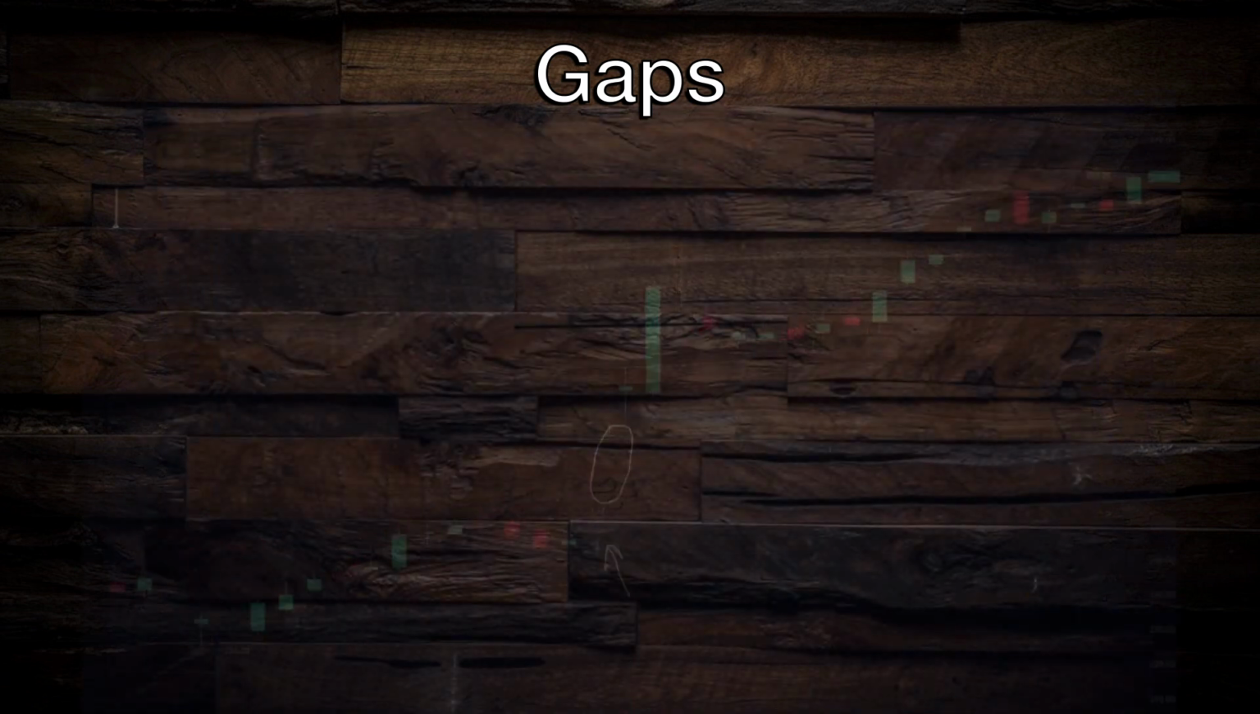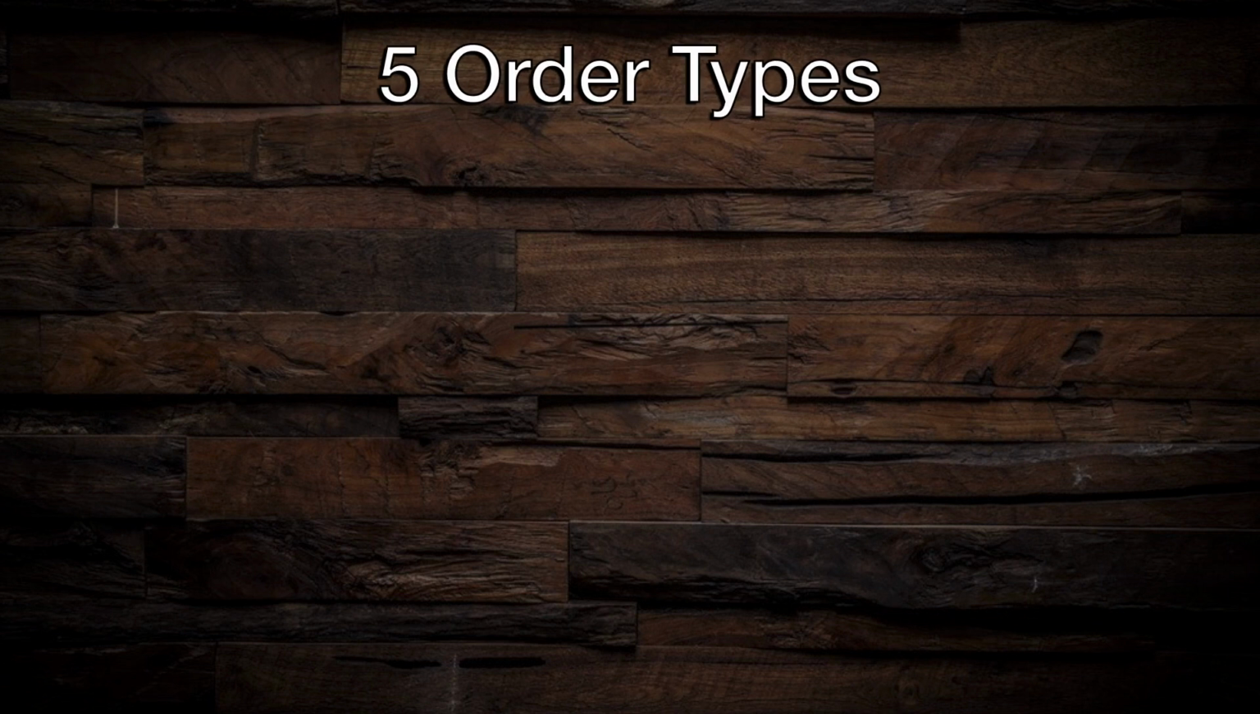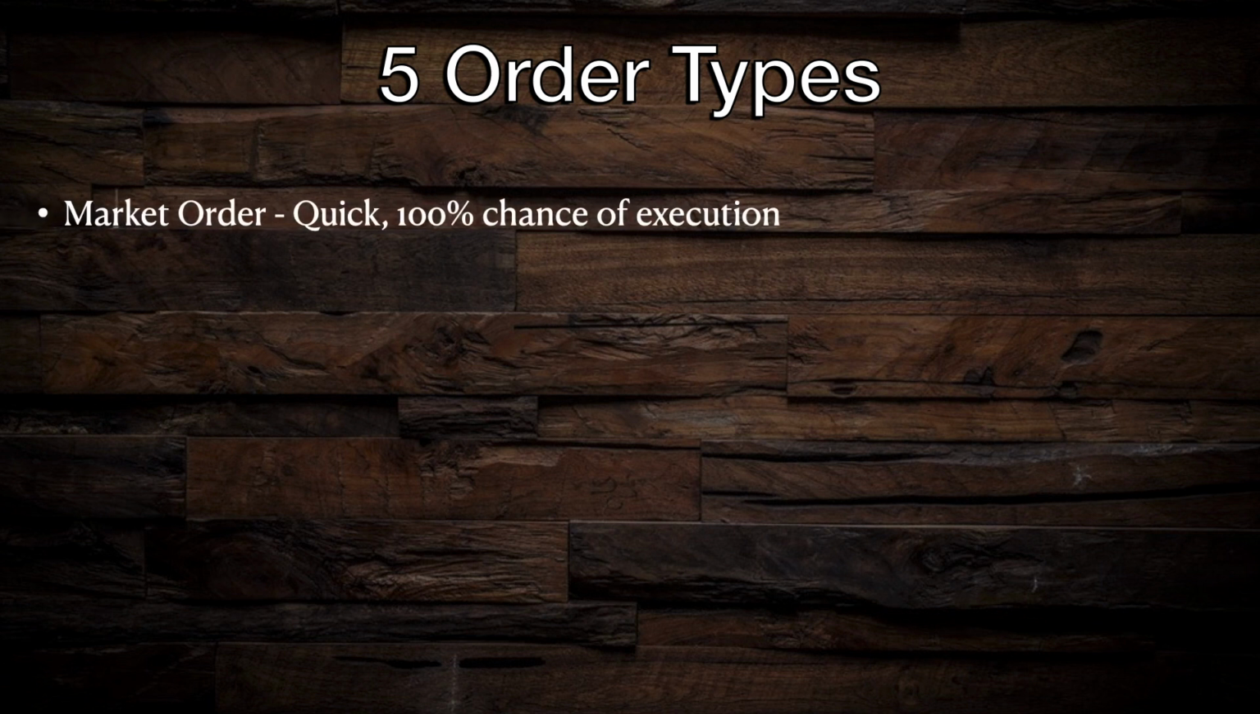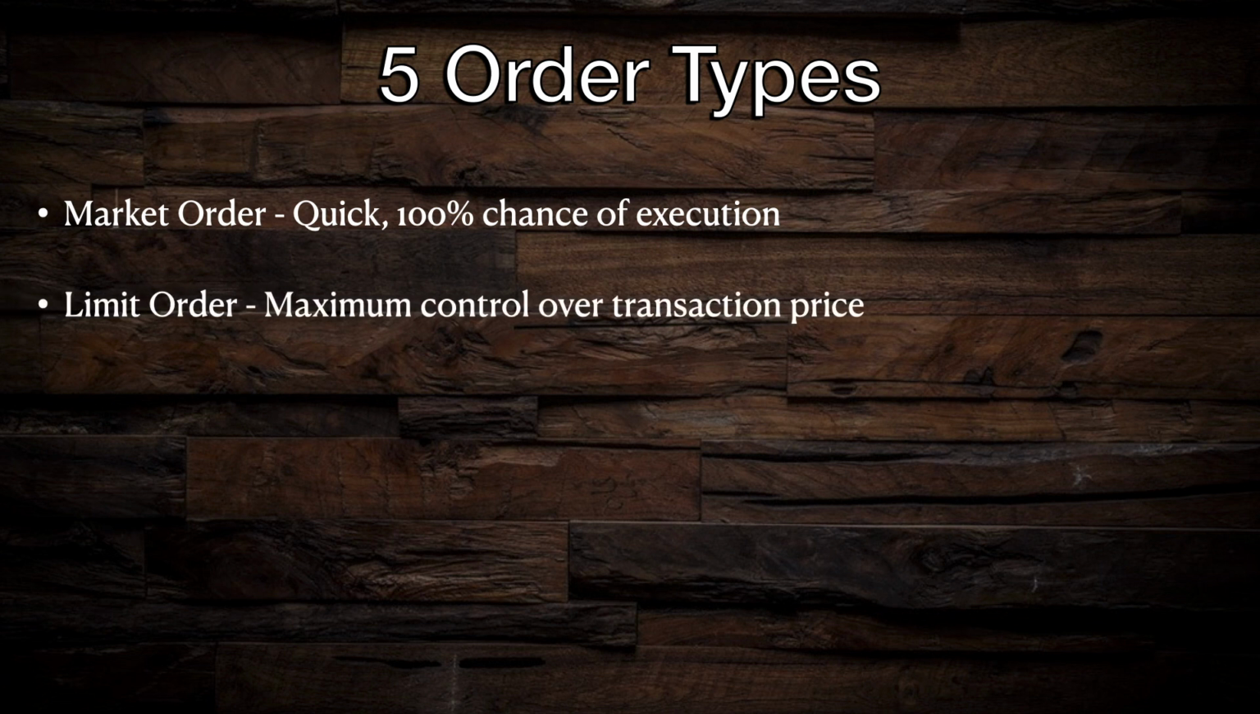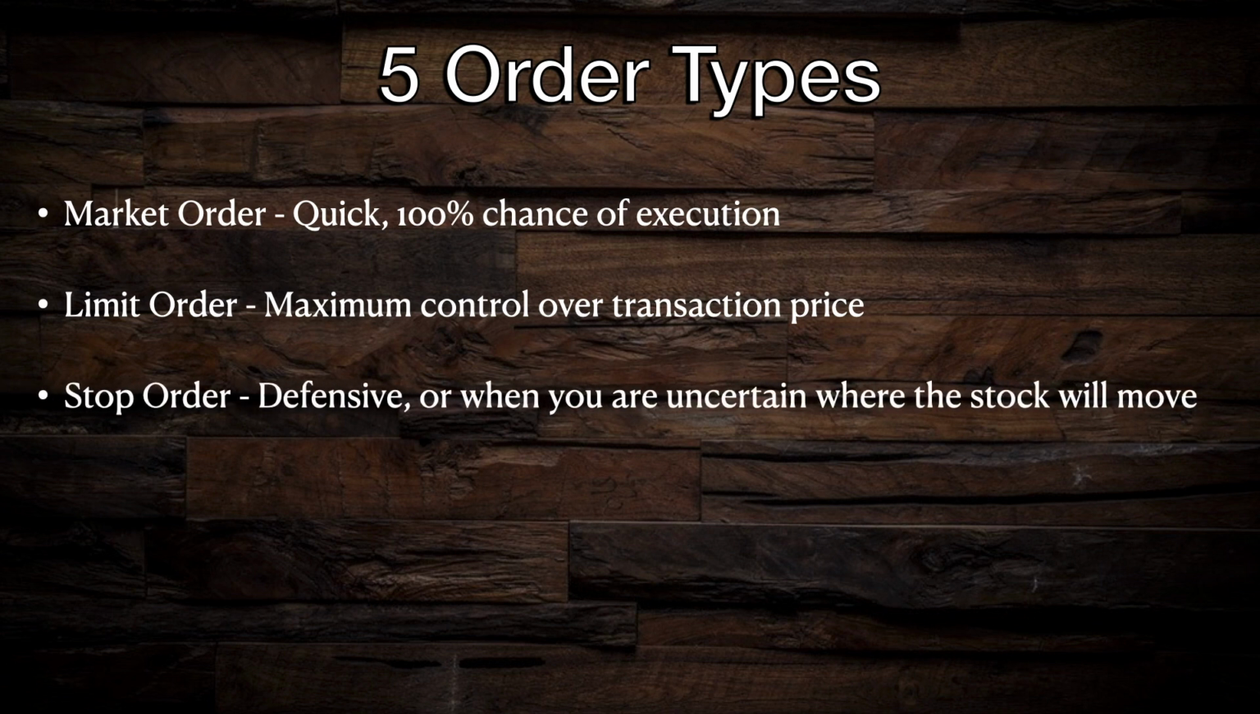Okay, that was a lot of information to digest, so let's do a quick recap. There are 5 main types of orders, and you can use each of them to buy or sell a stock or any other asset. Market orders are effective if you want to prioritize speed with a 100% chance of execution. Limit orders are effective when you want maximum control over your transaction price. Stop orders are a good choice if you are uncertain of the direction the stock will move, and you want the transaction to occur after the stock starts to make a substantial move.